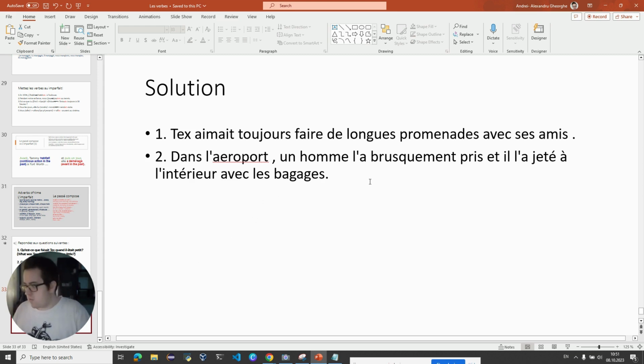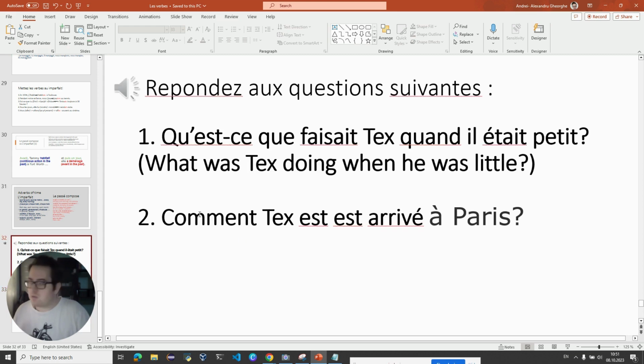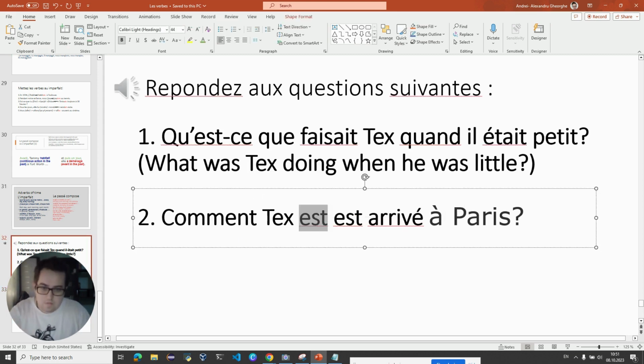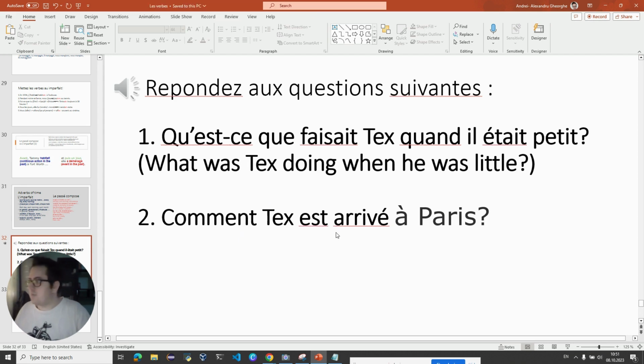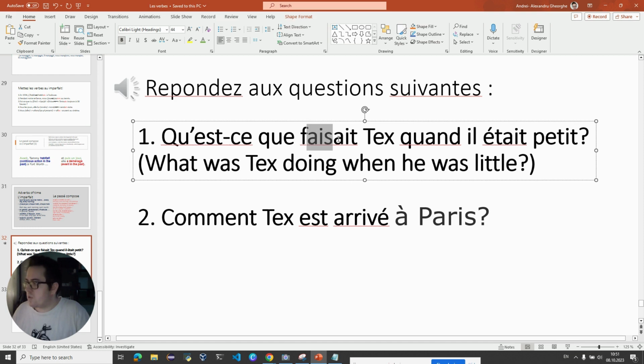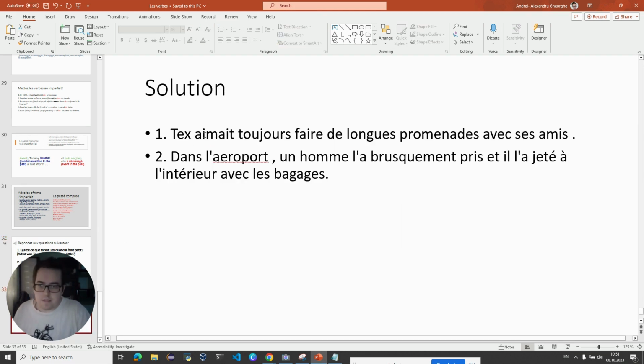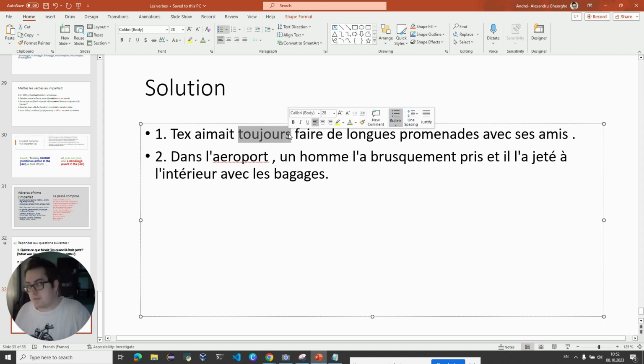We see again over here an example of how to answer questions. We see here that we formulated a question with the imperfect tense, right? So obviously, how would we answer it? Using the imperfect tense. Tex aimait toujours, etc. Now the thing is, we see toujours, which is an adverb. We talked about adverbs of time. Toujours asks for the imperfect tense.